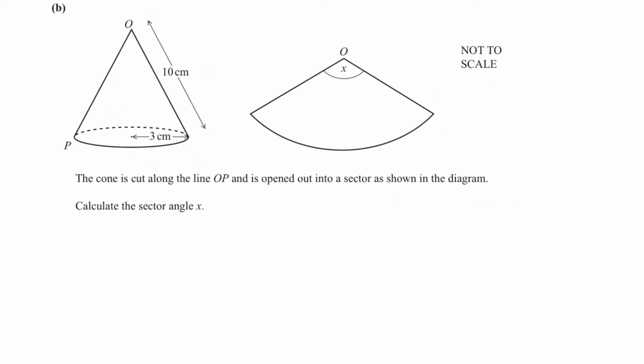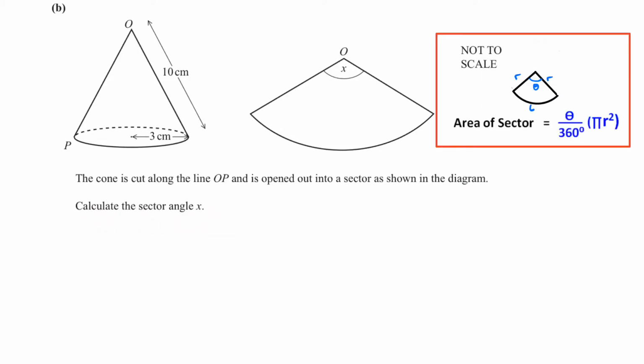Part B. The cone is cut along the line OP and is opened out into a sector as shown in the diagram. Calculate the sector angle X. So this is the rule for area of sector, theta over 360 pi r square. Theta is the angle, so let's write down x over 360 multiplied by pi multiplied by r. R is 10. See, this is O and P. It was cut from P, right? So this is 10. 10 square.